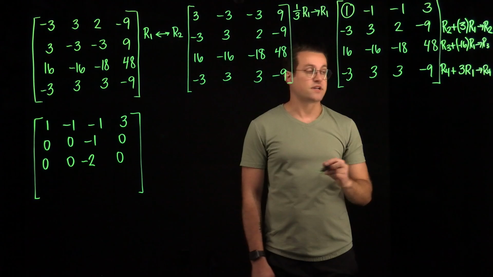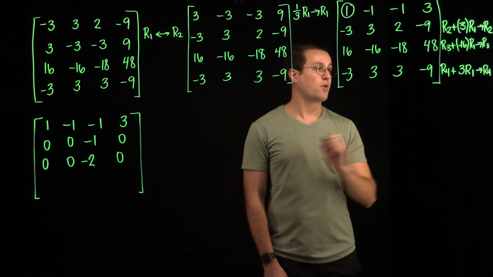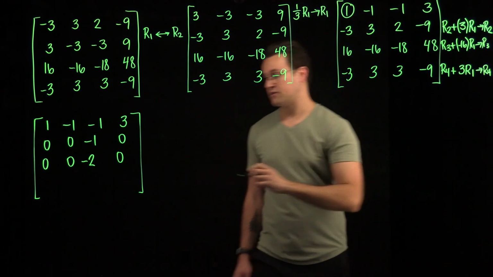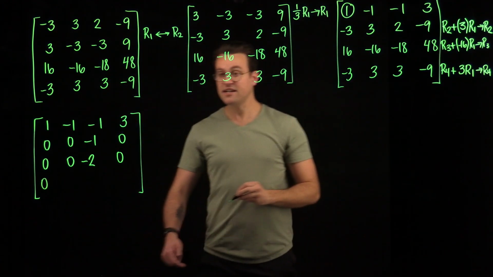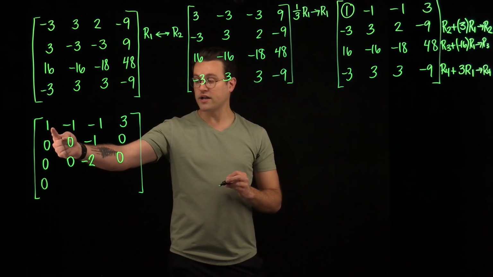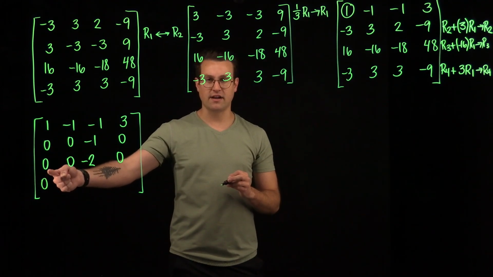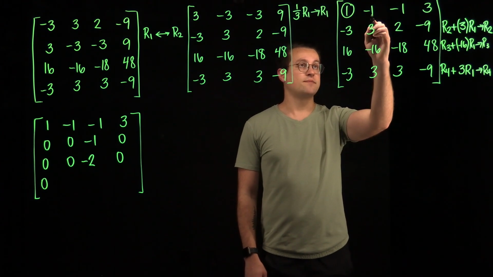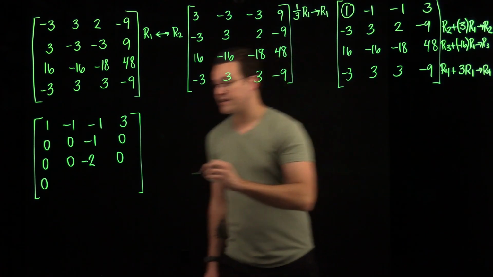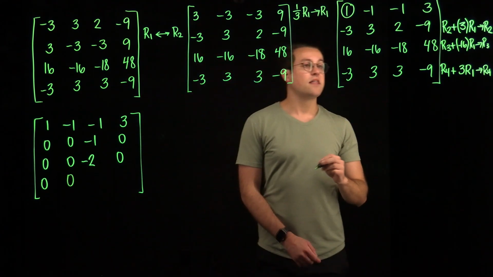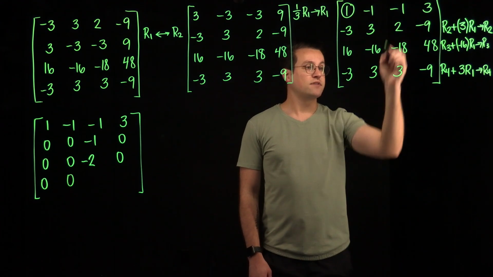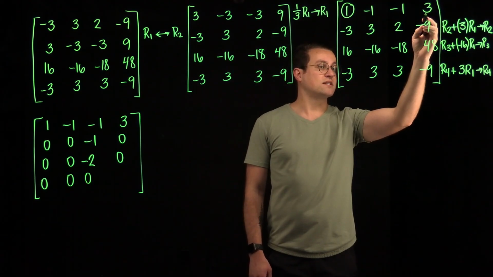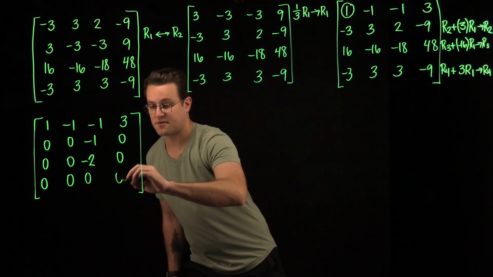Okay, then in row 3, sorry, that was row 3. Row 4, 3 times row 1 plus row 4. 3 times 1 is 3, 3 minus 3 is 0. And if we did it right, that first column should be 1 in the first slot and 0s everywhere else, right? Because that's how we picked our row operations. So that's a good sign. Then 3 times -1 is -3, plus 3 gives me 0. And then 3 times -1, -3, plus 3 gives me 0. And then 3 times 3 is 9, 9 minus 9 gives me 0.